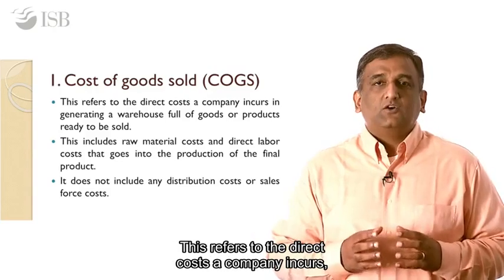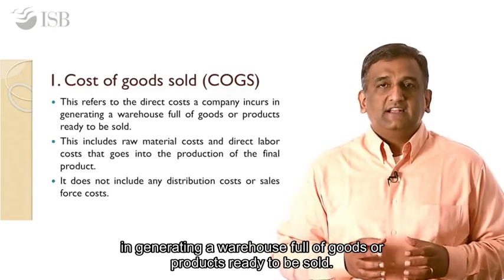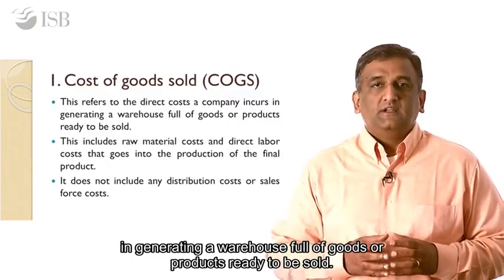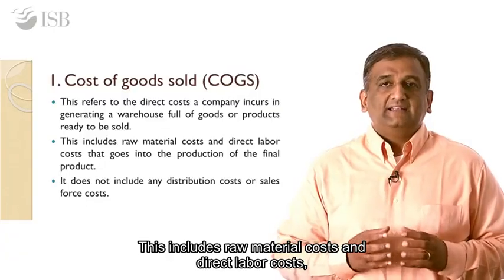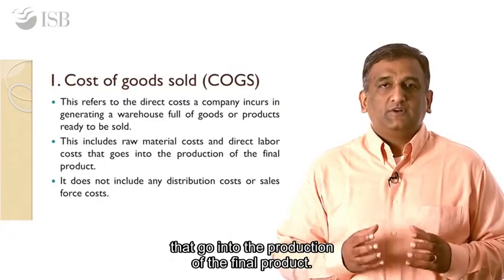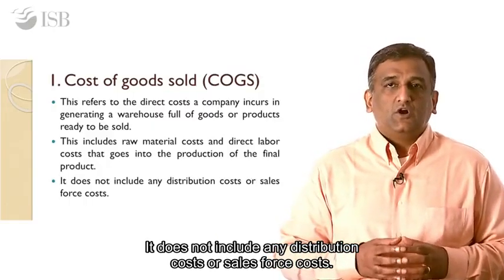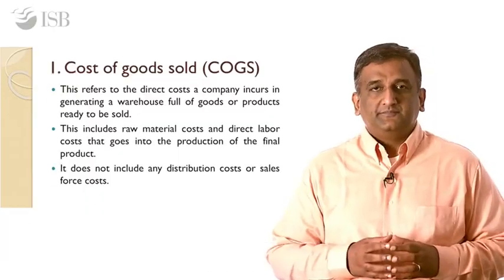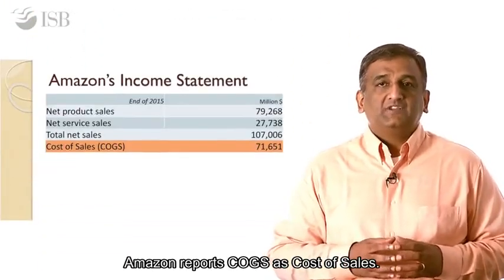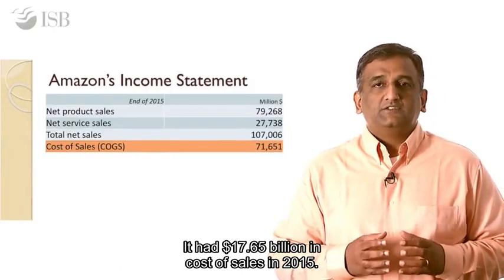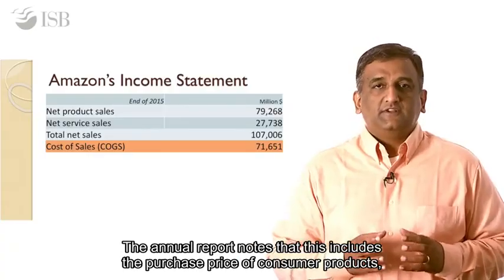This refers to the direct costs a company incurs in generating a warehouse full of goods or products ready to be sold. This includes raw material costs and direct labor costs that go into the production of the final product. It does not include any distribution costs or sales force costs. Amazon reports COGS as cost of sales. It had $17.65 billion in cost of sales in 2015.